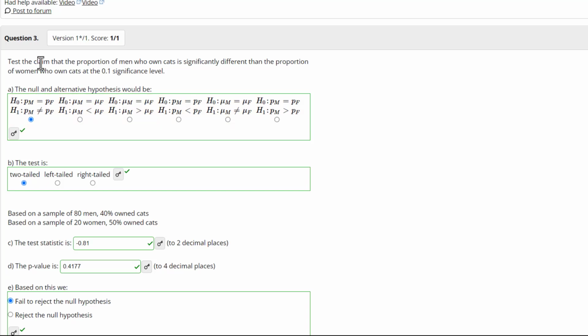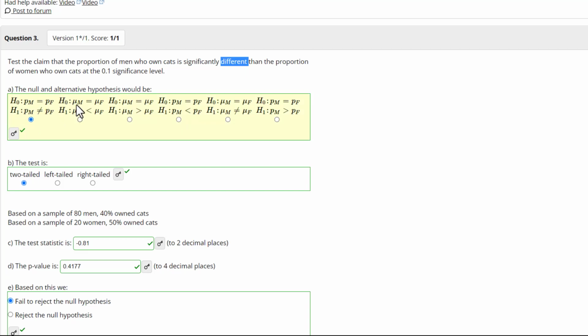Okay, this is Module 8, Question 3, and let's say we want to figure out how we came up with these numbers. So it says test the claim that the proportion, so right away I know this is a proportion test. When I read down here I see percentages, so that helps me. Men who own cats is significantly different than the proportion of women who own cats at the 0.1 significance level. All right, so if there is a difference, this means we use not equal for our alternative.